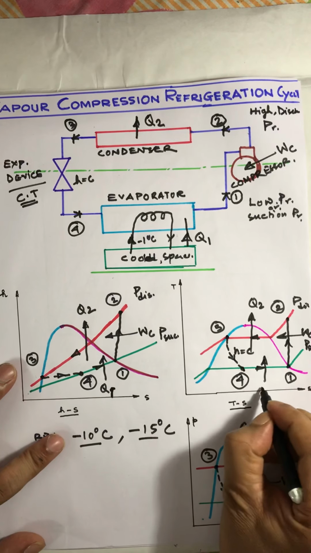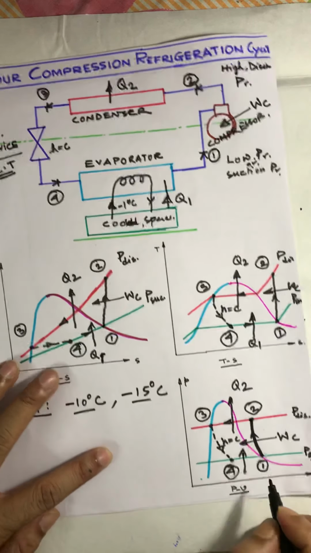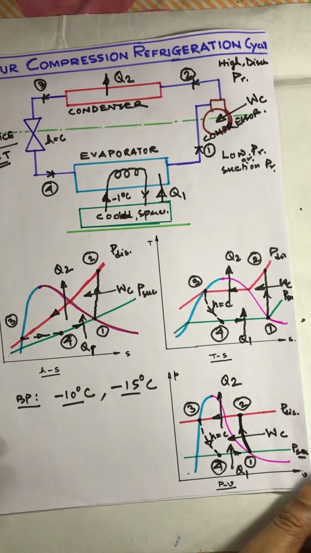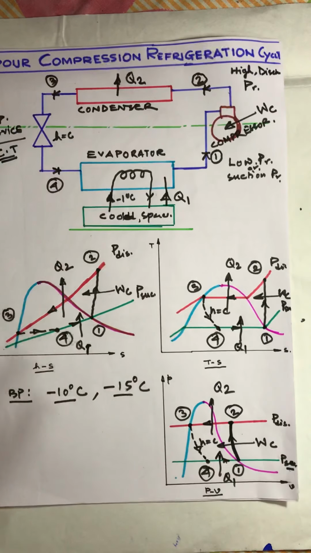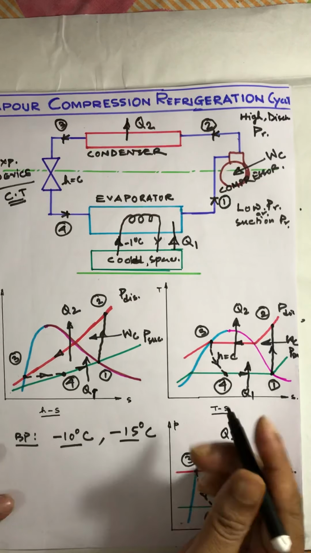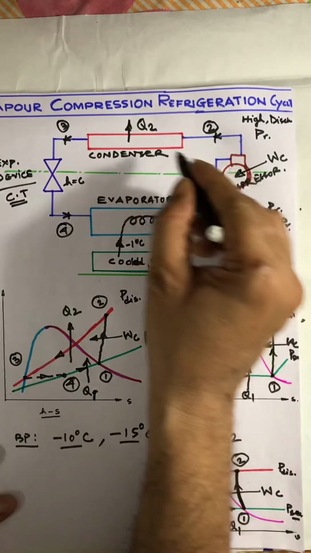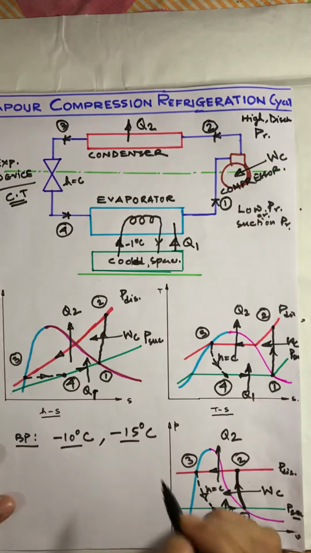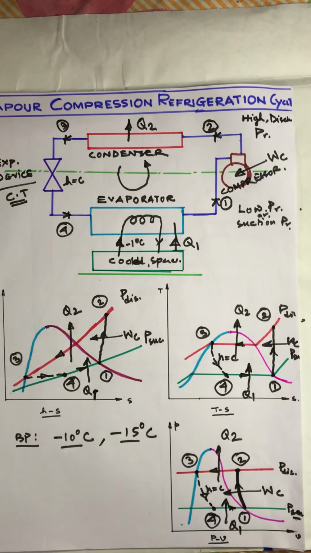4 to 1 in the TS diagram by Q1 heat addition, and the PV diagram. Q1, this is the process. So this is the basic working principle of the vapor compression refrigeration cycle. After the evaporator, the fluid again comes to the compressor, condenser, expansion device, that is the capillary tube in this case, and evaporator, and the cycle goes on like that. That is the vapor compression refrigeration cycle's working principle.